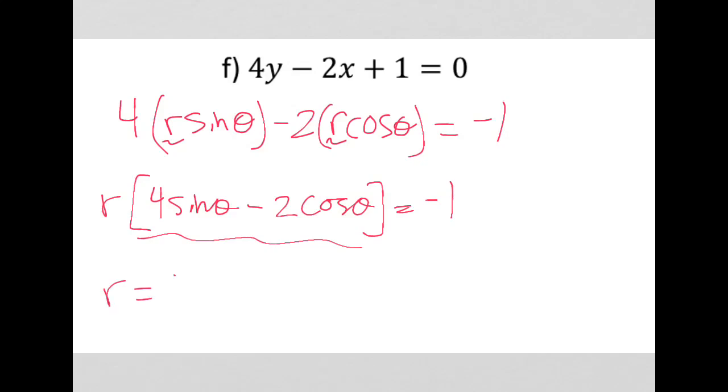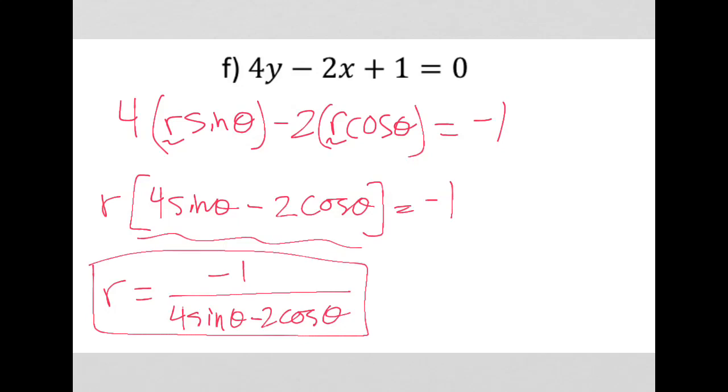R equals negative 1. Well, that's weird looking. R equals negative 1 divided by that whole mess. 4 sine theta minus 2 cosine theta. That right there, absolutely correct.